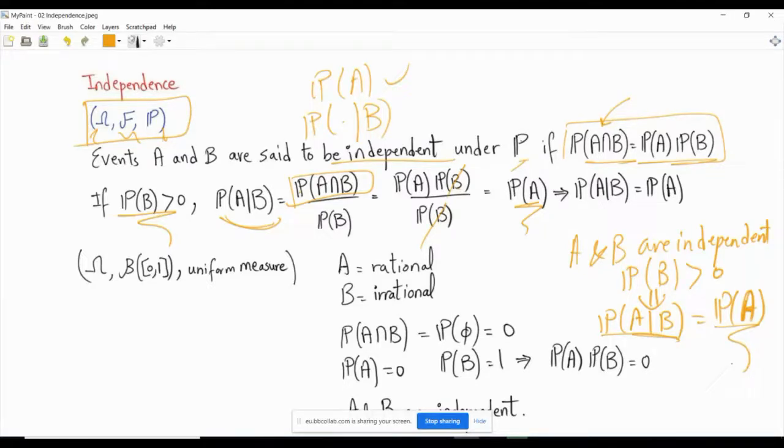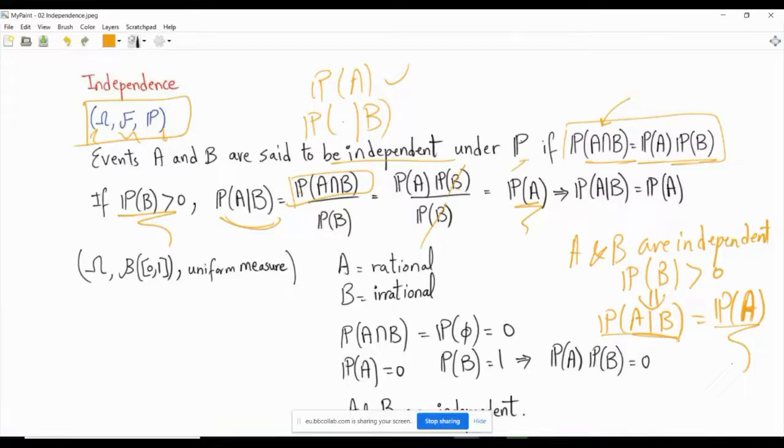So if B has occurred, given B, our knowledge about A is the same. Our knowledge about A is the same. Nothing changes regarding A. The probability of A is the same, given B, conditioned on B, if B has occurred.